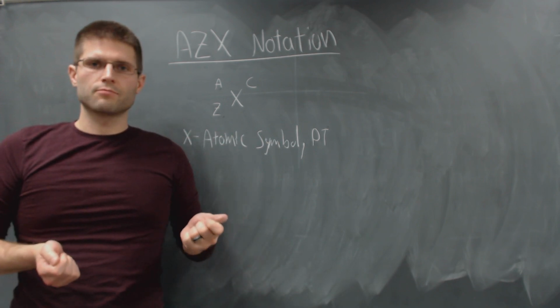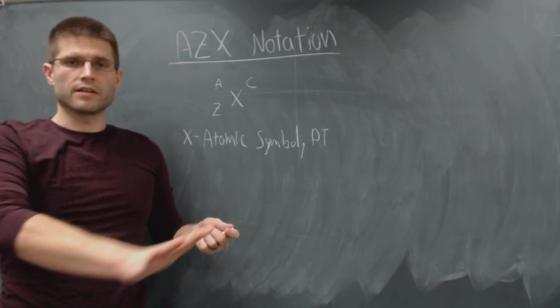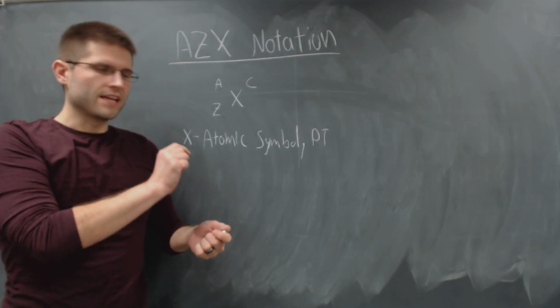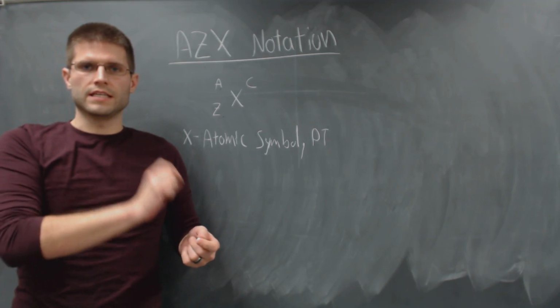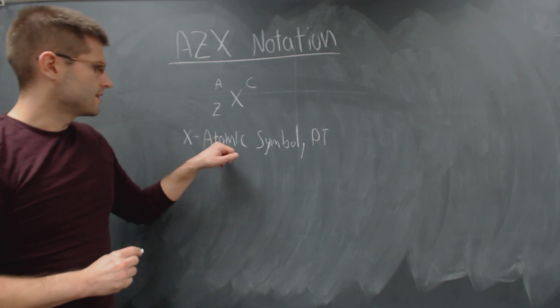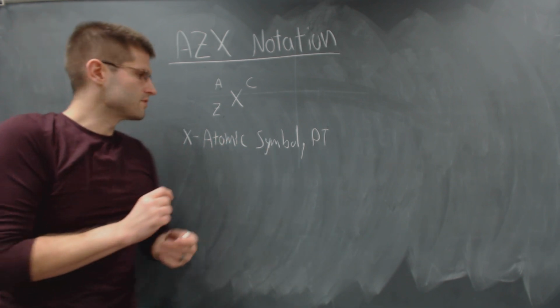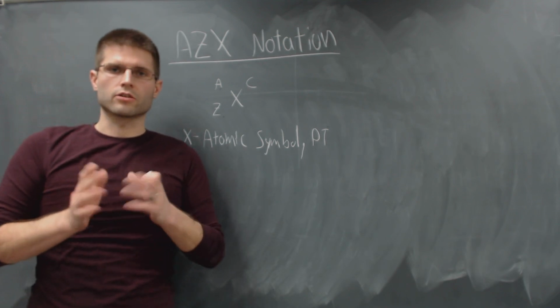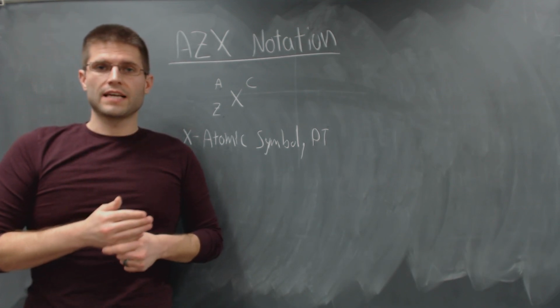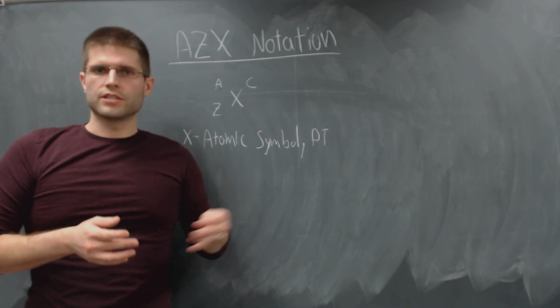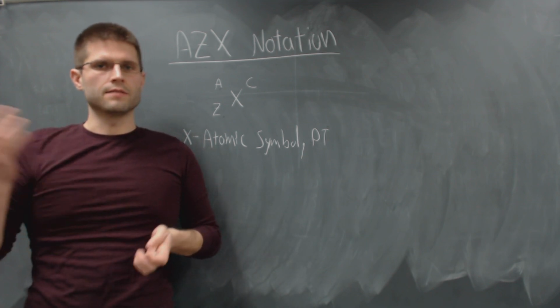So the atomic symbol is found on the periodic table. If you open up your textbook, on the front cover, there's a copy of the periodic table, and you'll notice that there's a lot of different letters in each of the little boxes. Those letters are your atomic symbol, and they're unique to each individual element. So oxygen has the atomic symbol of O, hydrogen has the atomic symbol of H, helium, He.